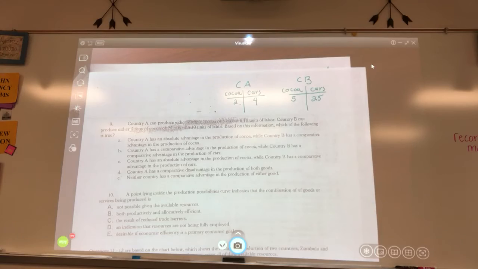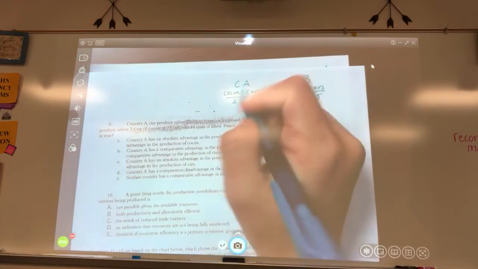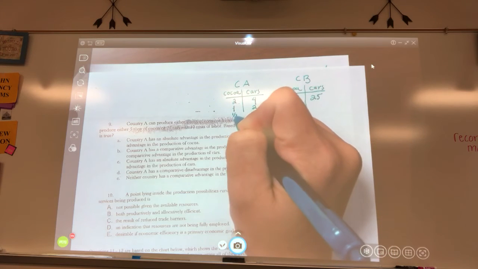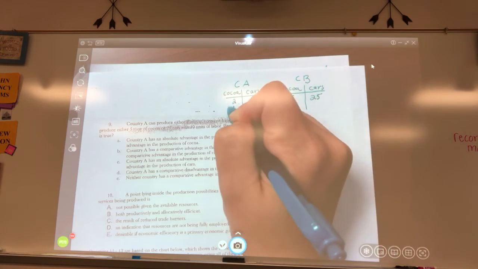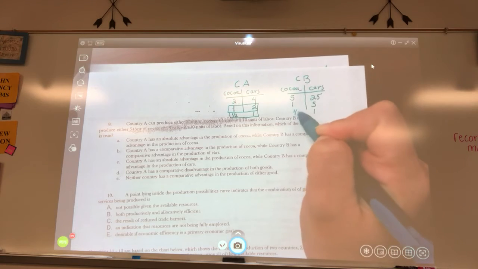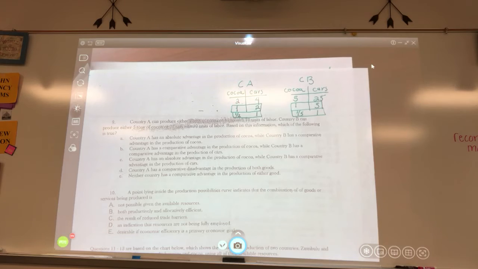Okay, what should I do before I even read the question? Do out my charts, right? So over here, what do I get? 2, so I get 1 and 2, and then I can divide by 2 and I get 1 half. Okay, over here, what do I divide by? I get 1 and 5, I get 1/5. Okay. So let's look at this.